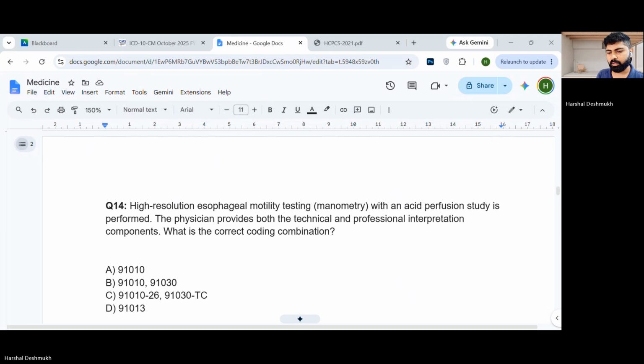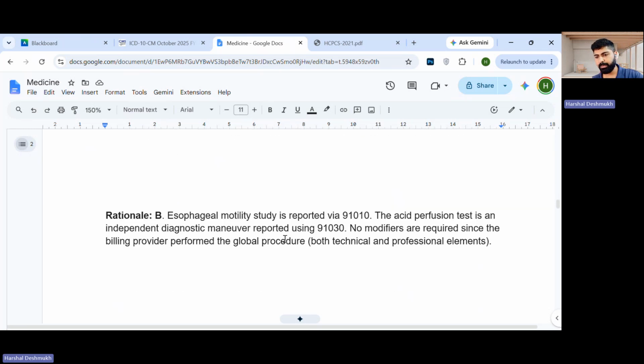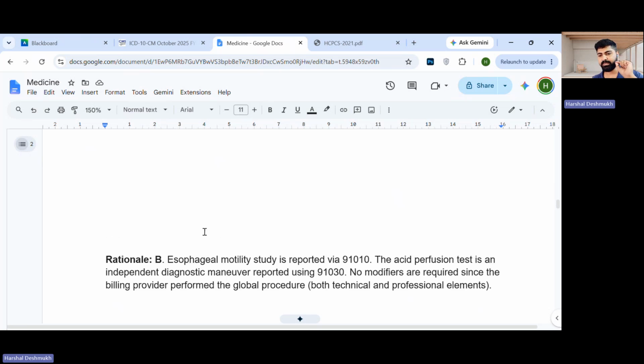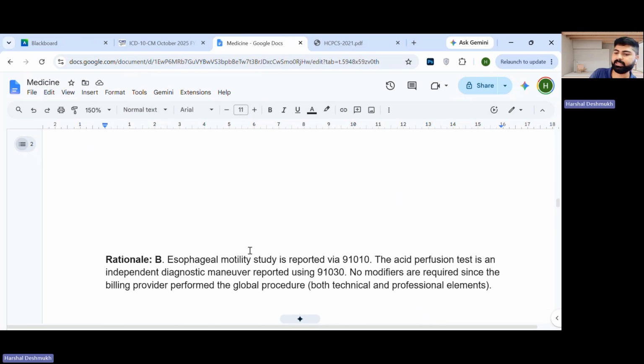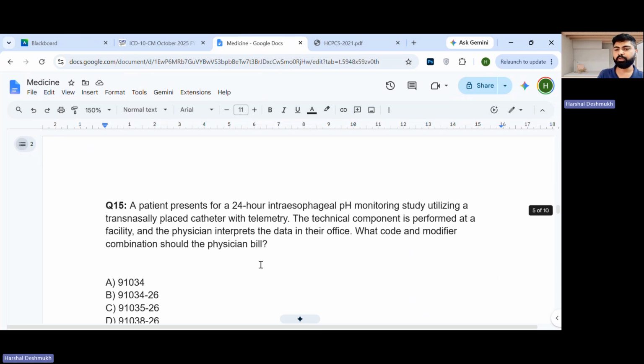All right. The answer to this question, question number 14, is option B. Esophageal motility studies are reported via 91010, and the acid perfusion test is an independent diagnostic maneuver reported using 91030. All right, moving on to the next question.